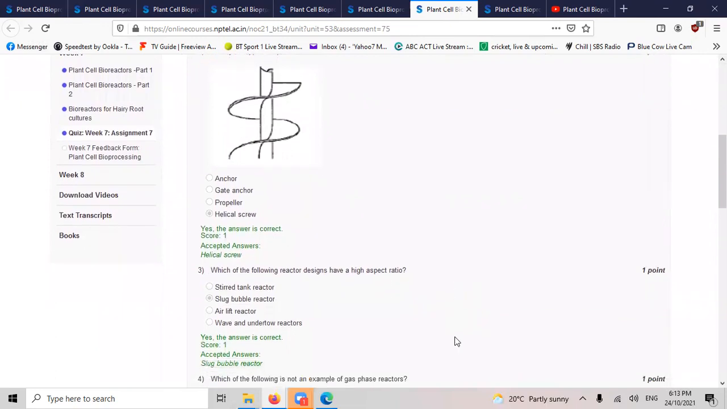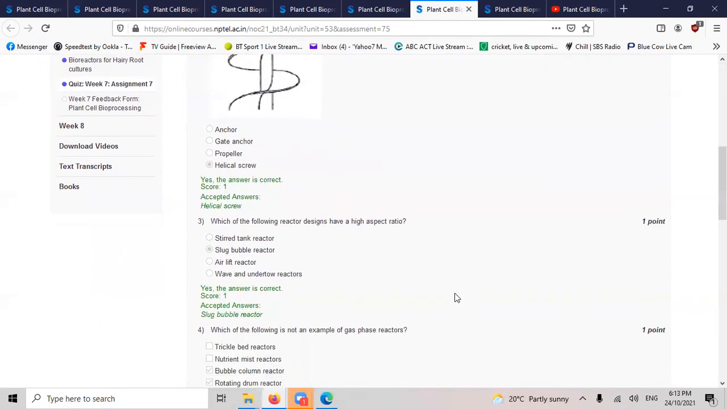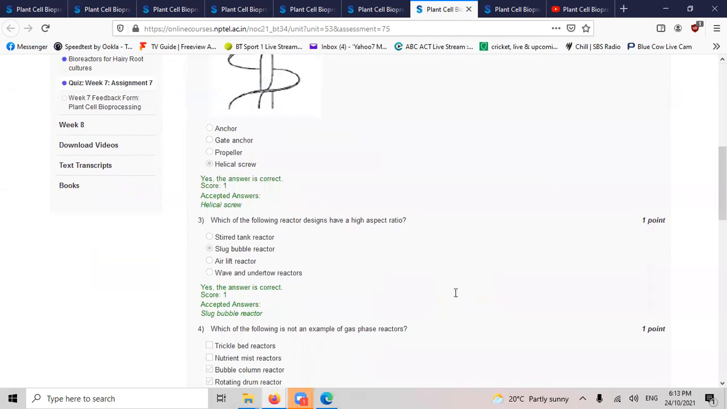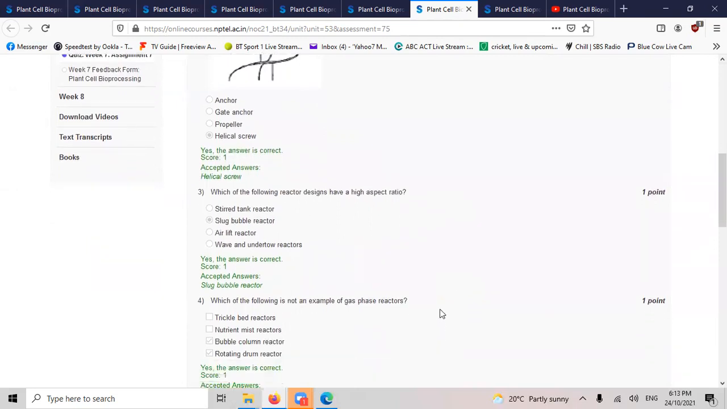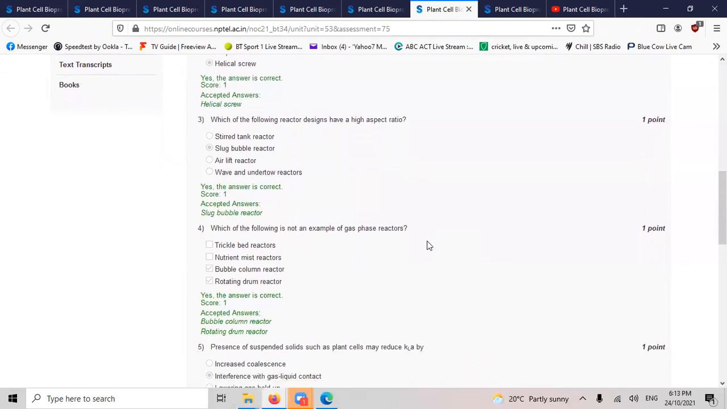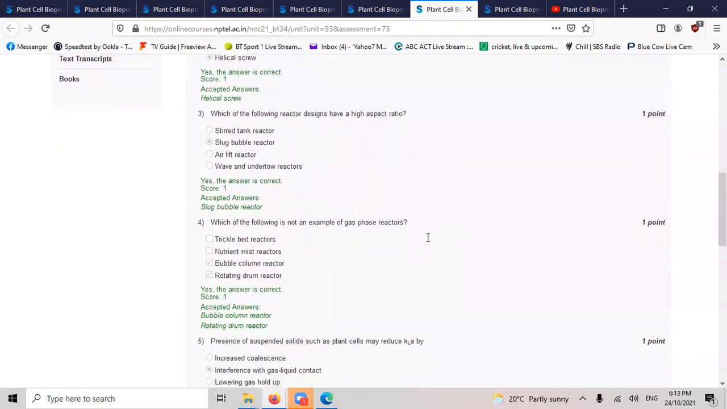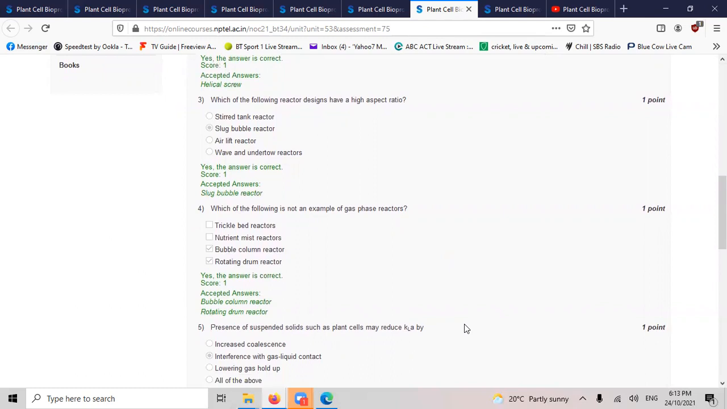Which of the following is not an example of a gas phase reactor? Rotating drum and bubble. Presence of suspended solids such as plant cells may reduce the KLa, the mass transfer coefficient, by all of them.